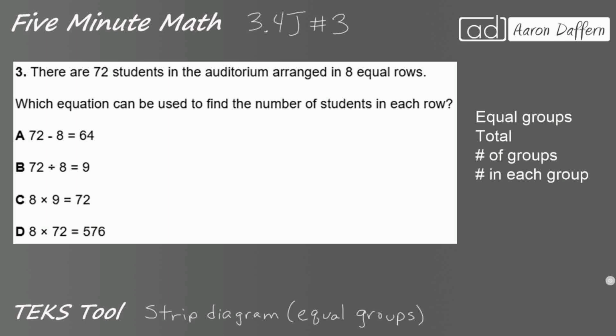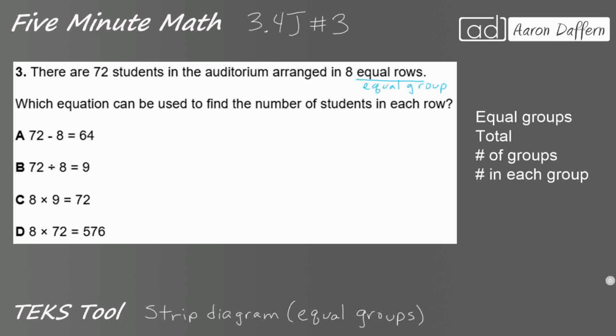Well, is there something in here that lets us know there's the same number in each row? Because that's going to signal everything else. And we see it right here, equal rows. Sometimes it's an entire statement that says the same number in each row or the same number in each box, whatever your group happens to be. But even if it just says equal rows or each row, a certain number in each row, this lets us know that we're dealing with equal groups.